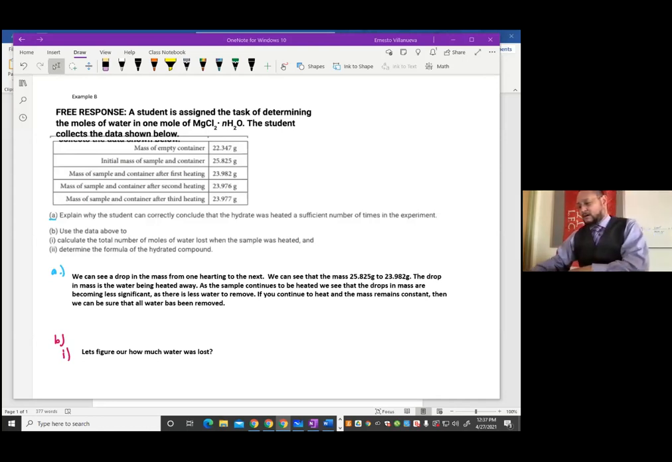All right. Now, if we take a look at the data, here's what we got, guys. Let me go ahead and put my marker on. You have the mass of the empty container. Then you have the initial mass of the sample in the container. So both the containers have the mass here in total. Now, what do we see happening to the mass every time that we heat it?